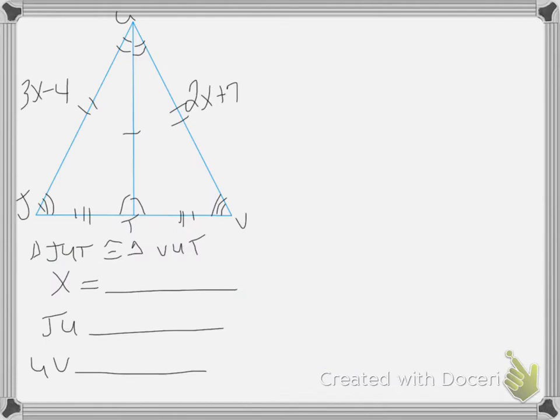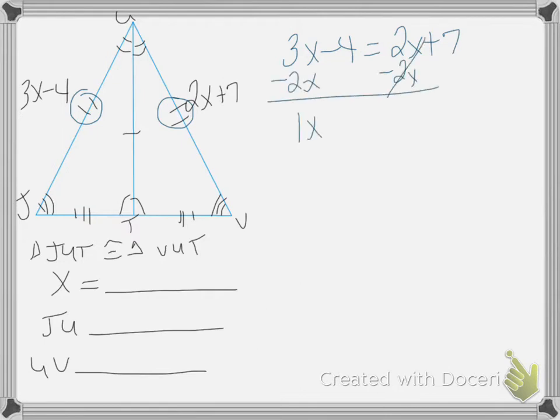Okay, and the last one, number 4. No, number 6, my bad. On the last one, let's find x first. Remember, that has 2, this has 2, which means they are equal. 3x minus 4 equals 2x plus 7. Subtract 2x. Add 4. X is 7 plus 4 is 11.